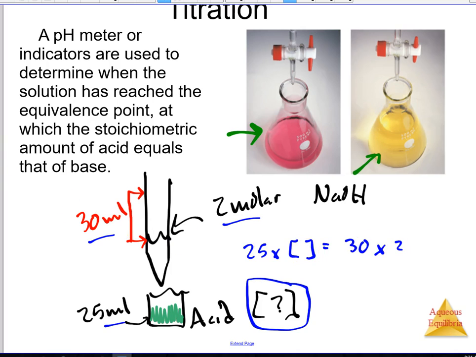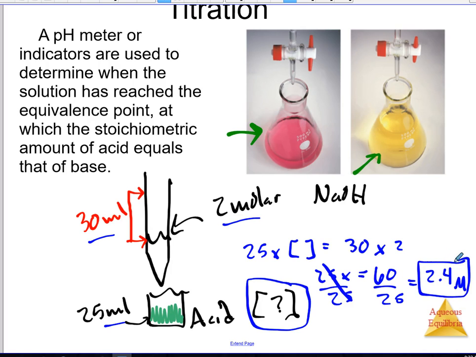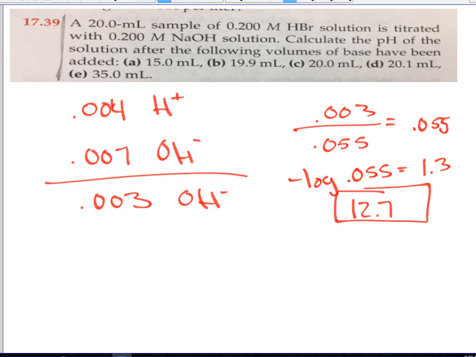Okay, so now I have 60 equals 25x. Man, I miss easy algebra. Divide both sides by 25, right? Well, this isn't the hard part yet. 60 25ths is 12 fifths. So, I don't know that. What is it? And that would be 2.4 molar was my unknown concentration. Is that okay? Okay. Now, here we go.